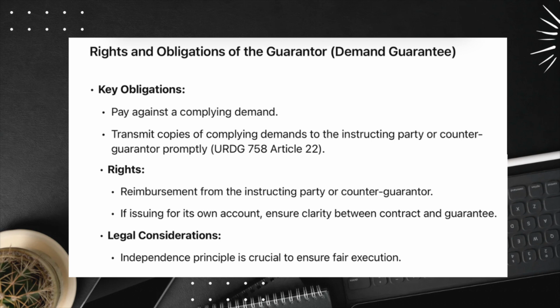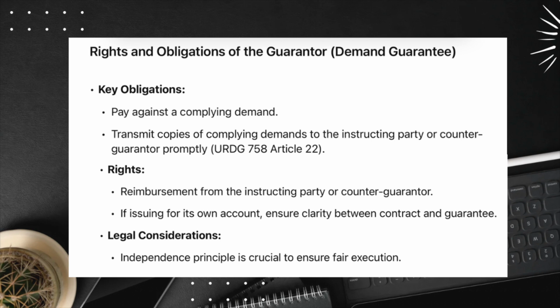Now let's see what a self-issued demand guarantee is. Occasionally, the guarantor and applicant are the same party. For example, a company might issue a demand guarantee for its own obligations. URDG 758 recognizes this scenario, which can make it easier for a beneficiary to obtain payment without having to prove a contract breach in court.